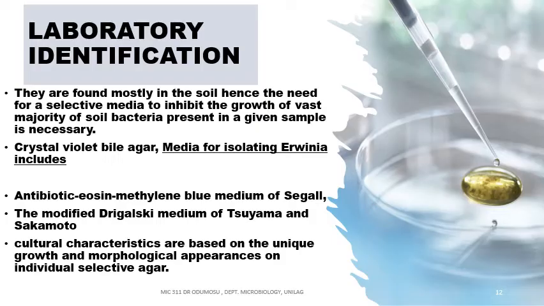which include crystal violet bile agar, CBBA, Segal's antibiotic eosin blue medium. We also have Suyama and Sakamoto's modified Kings B medium. These media are selective and they allow Erwinia to grow. The identification of Erwinia relies on the distinct growth and morphological characteristics exhibited on these individual selective agars. Hence, Erwinia can be isolated.